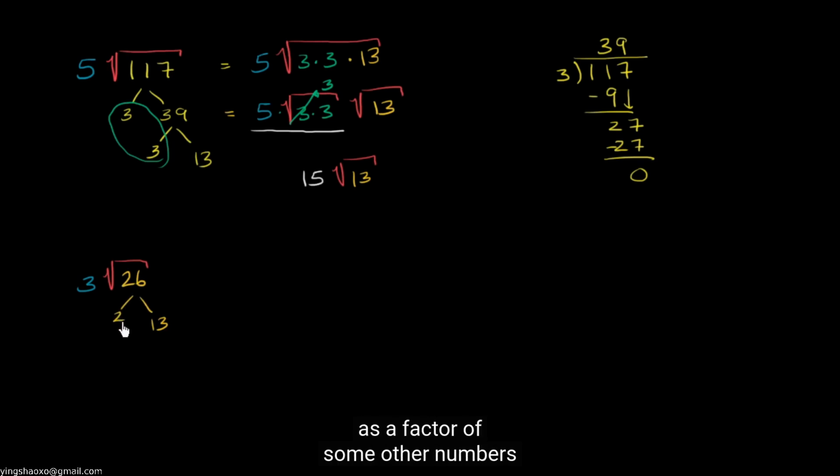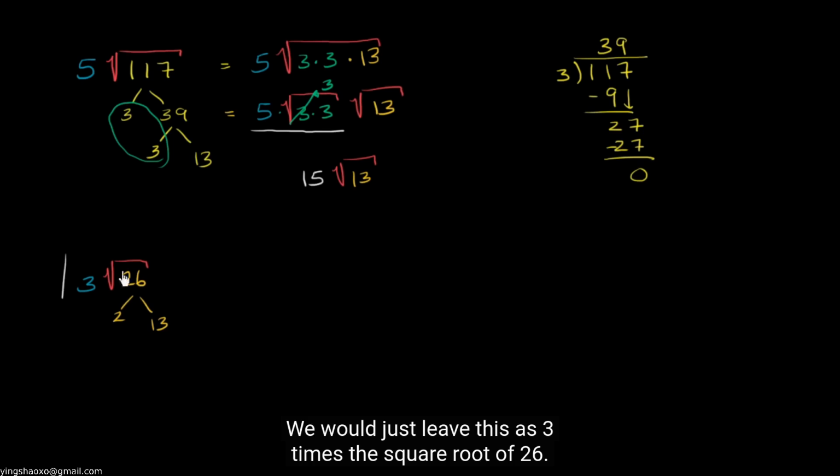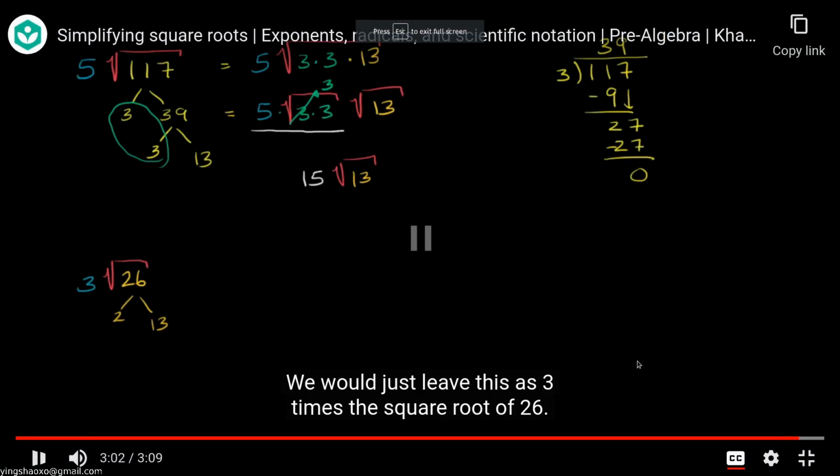It's not like we can factor it out as some other numbers and some perfect squares like we did here. 117 is 13 times 9. It's the product of a perfect square and 13. 26 isn't. So we've simplified this about as much as we can. We would just leave this as 3 times the square root of 26.